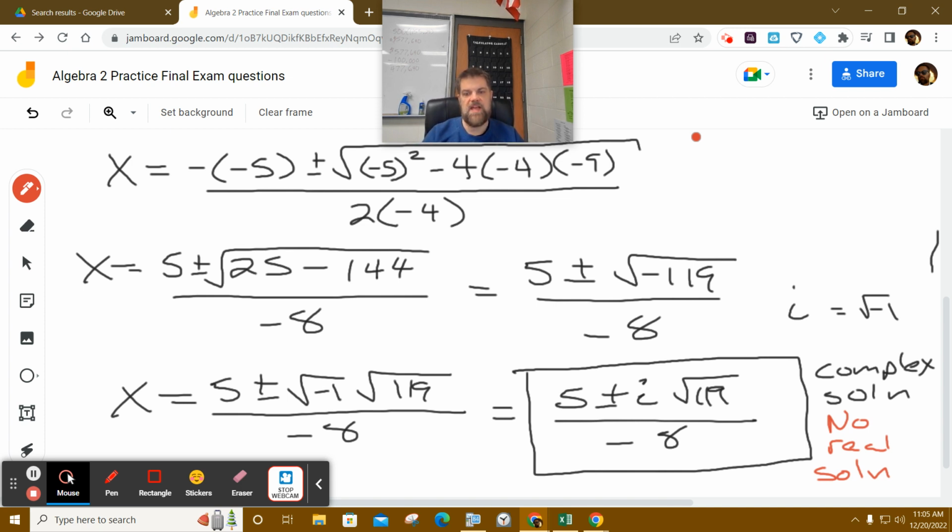You've got to do all the math, but you're going to end up with a negative here. They rigged it up that way. So that means you're going to have an i. That means you're going to have a complex solution. And that means there's no real solution. That's it.